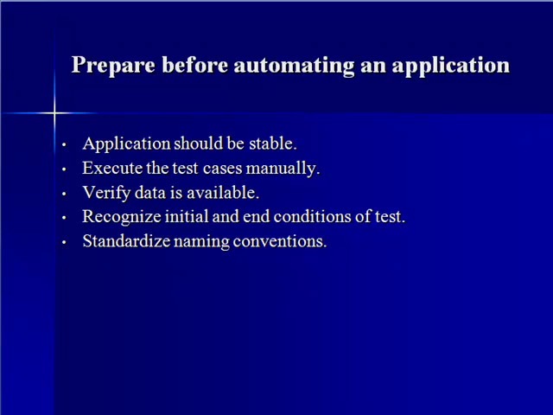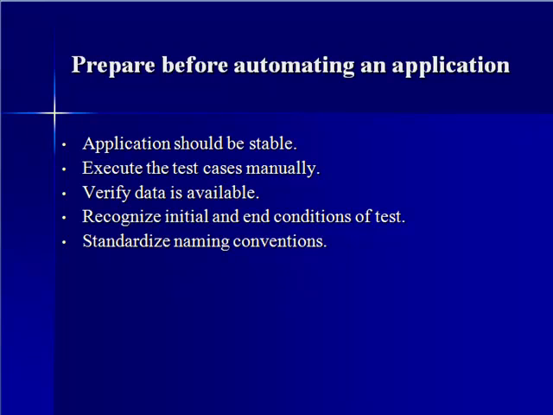4. Recognize initial and end condition of the test. By initial condition, I mean the state of the application before running the test, and end condition implies the state of the application after the test run. If you are going to run your test for various iterations, you need to make sure that the last step in your test script resets the application back to the same initial condition it was in before you began running the test. In other words, you need to make sure that the final state of the application after the test run is the same state as before the script started to run.